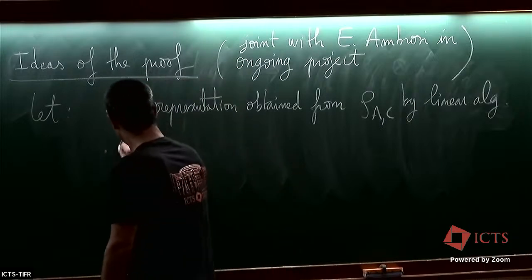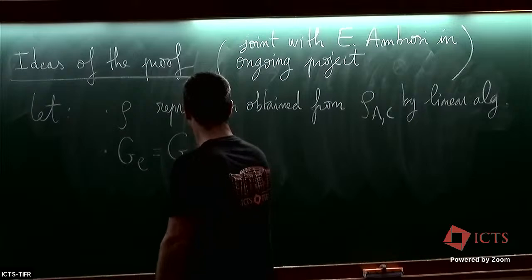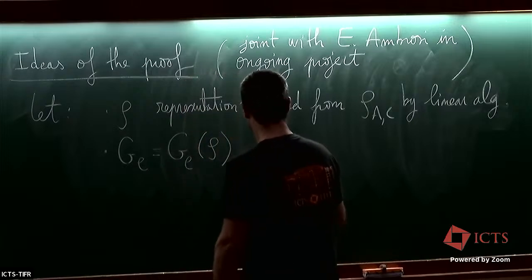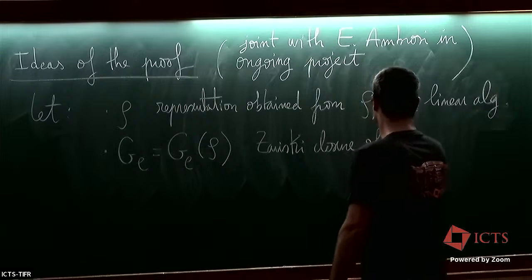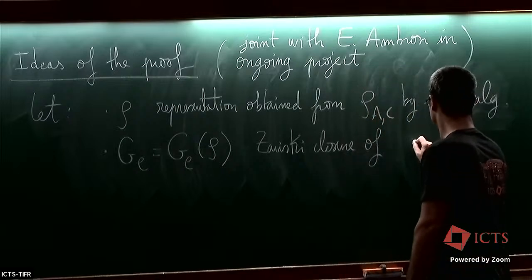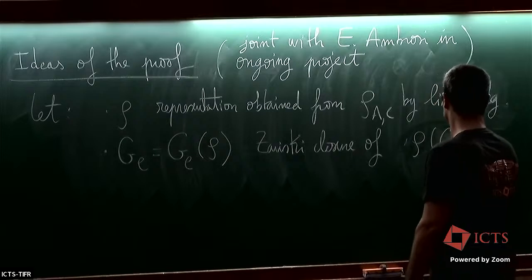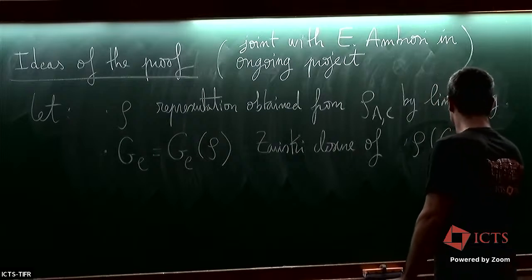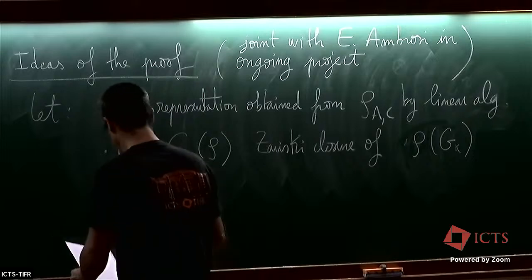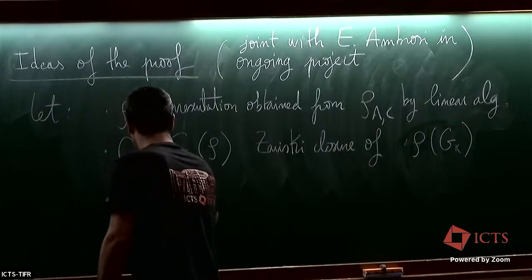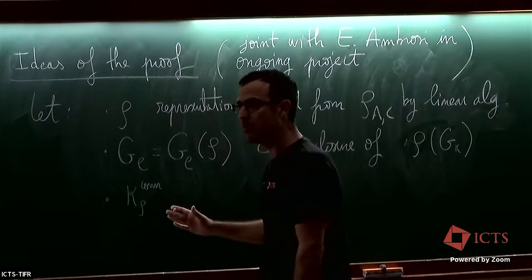And I'll denote by G_L the L-adic monodromy group attached to rho. And this is the Zariski closure of the image of rho. It's some algebraic group over Q_L. And I'll denote by K connected the minimal extension of K at which this L-adic monodromy group becomes connected.